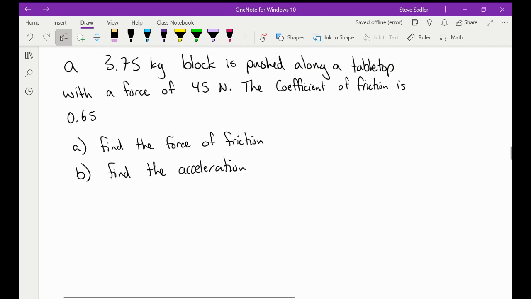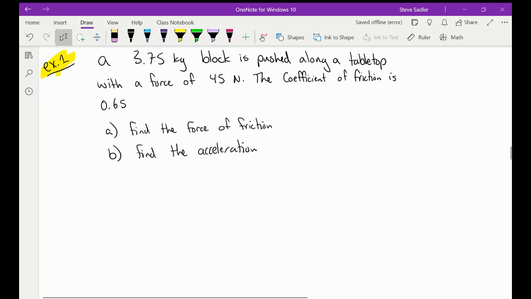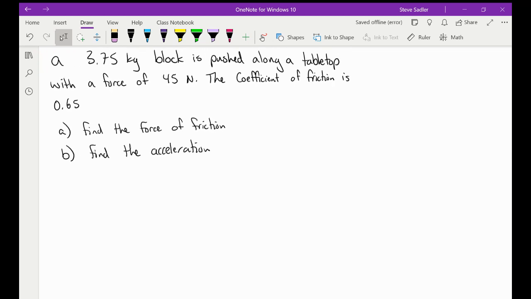So the first thing we want to do is, maybe I'll zoom out a little bit so we have some space, draw a free body diagram. So we have our block. I always draw it right underneath the letters. It's being pushed along a tabletop. So that's a force applied, and that is 45 newtons. We see here that there's friction, right? It's telling us there's a coefficient of friction, and we are finding the force of friction. Friction always opposes the motion, so we have force of friction going this way.